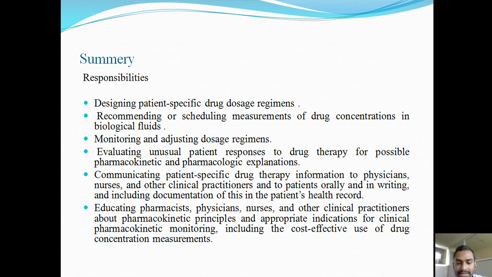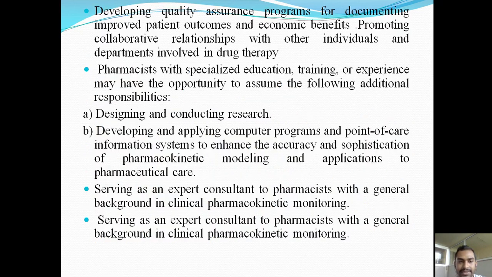So educating pharmacists, physicians, nurses and other clinical practitioners about pharmacokinetic principles and appropriate indications for clinical pharmacokinetic monitoring, including the cost-effective use of drug and concentration measurements. Then the next point is developing quality assurance programs for documenting improved patient outcomes and economic benefits. Promoting collaborative relationships with other individuals and departments involved in drug therapy.